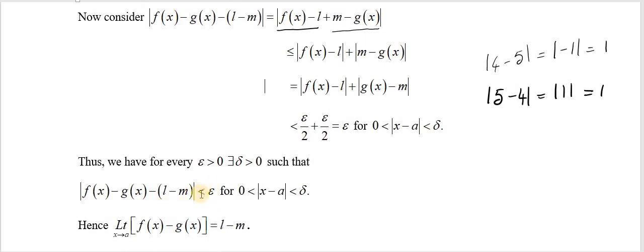Why here less than epsilon? Because during this process, once we get less than, in the final step we can write less than only, for 0 less than mod x minus a less than delta. So this is the definition of a limit of a function. Then we can write limit x tends to a, f of x minus g of x is equal to L minus m. So the proof of the second one is completed.